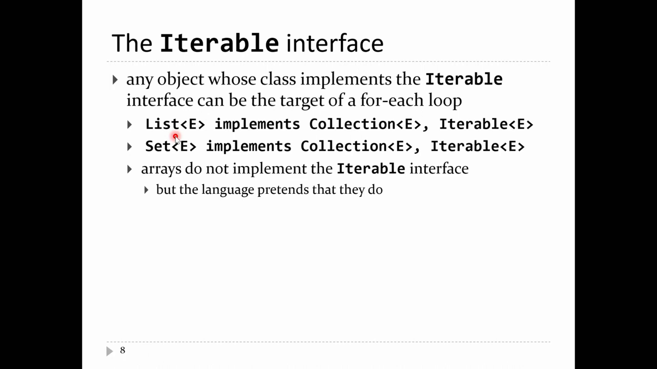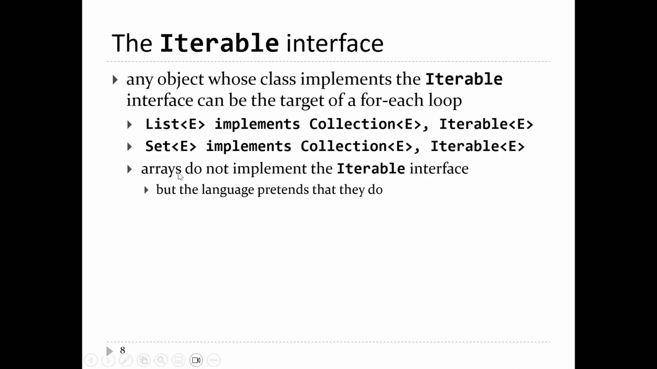If you look at the list interface, it says it implements the collection interface and the iterable interface. Similarly, set says it implements the collection interface and the iterable interface. So you can see here that an interface or a class can implement multiple different interfaces. A class or an interface can implement as many interfaces as you want.